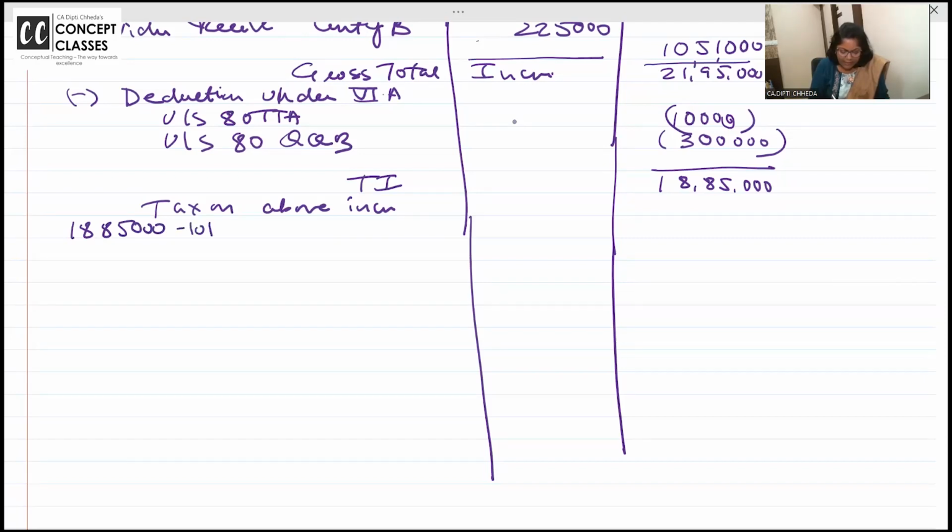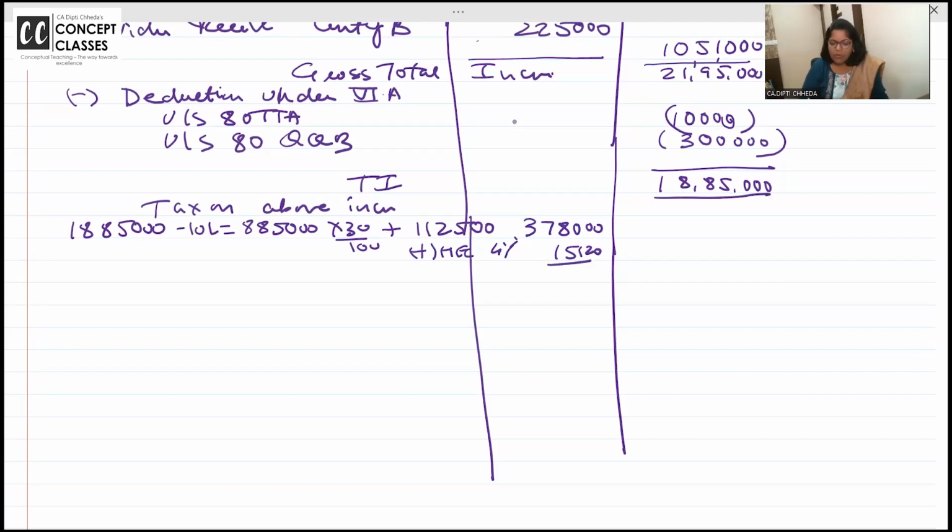18,85,000 minus 10 lakh, so how much is coming? 8,85,000 at 30% plus 1,12,500. 0 to 2.5 lakh nil, 2.5 to 5 lakh 12,500, 5 to 10 lakh 1 lakh. So 8,85,000 at 30% plus 1,12,500. So 3,78,000 tax is coming, plus health and education cess will be added at 4%, 15,120.